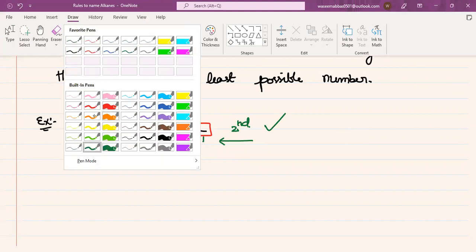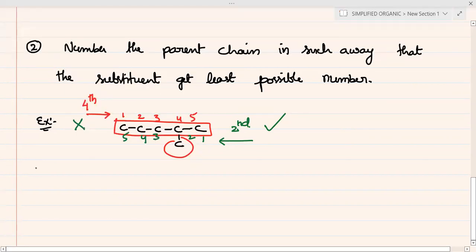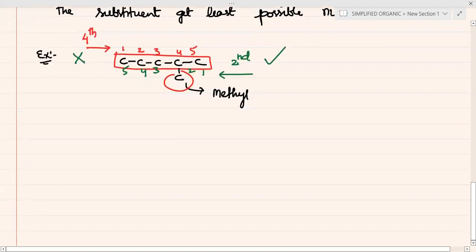What do you mean by substituent? The part which is not in the parent chain is called a substituent. In my previous lecture, I have already discussed these branches. This is called methyl. I discussed the prefixes of alkanes in the last lecture. Please refer to that video on nomenclature of alkane.